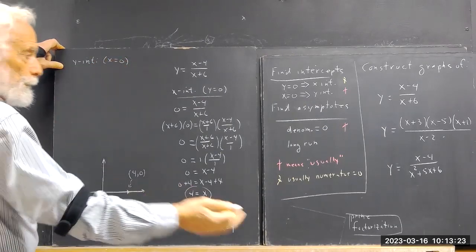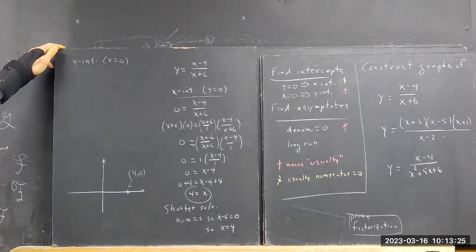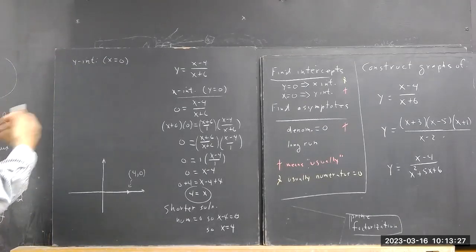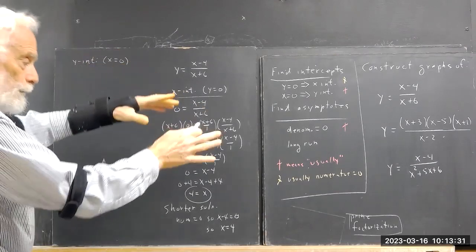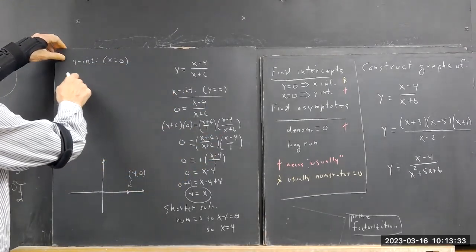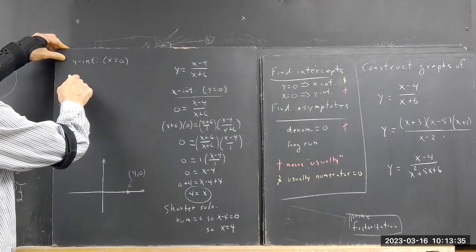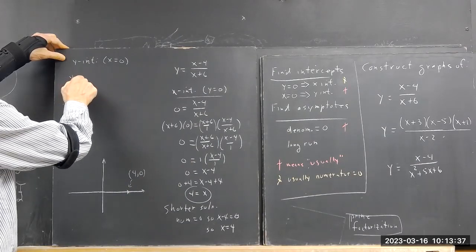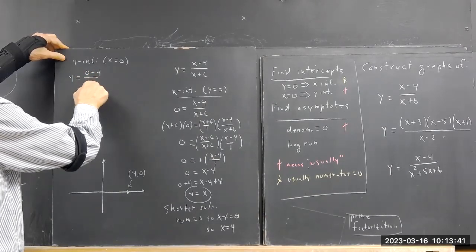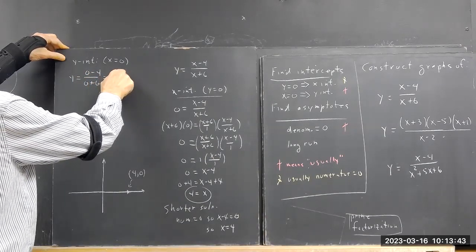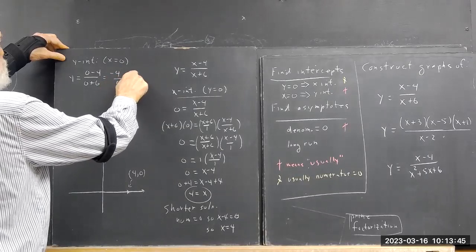That's when x equals 0. Well, that's almost always very easy, unless you've got a really weird function, and you're not going to have a really weird function. So you get y equals 0 minus 4 over 0 plus 6, which is minus 4 over 6, which is minus 2/3.